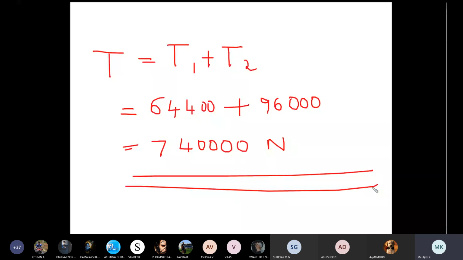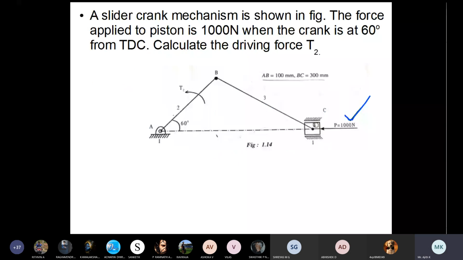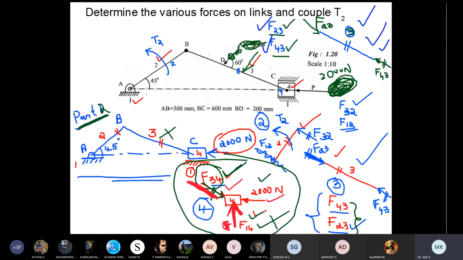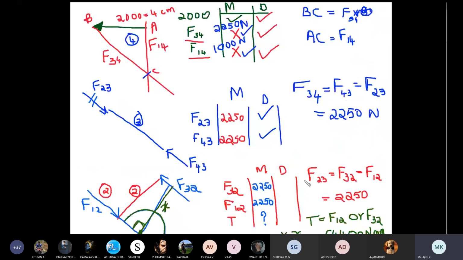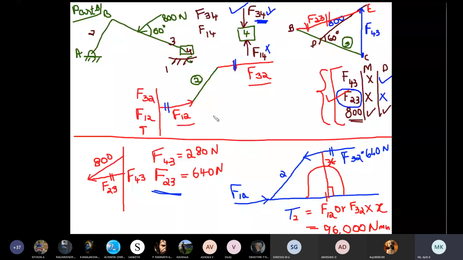So we'll quickly summarize it, just 2 more minutes. Yeah, this is the problem given. First, divide it into two parts. In the first part, consider any one force. So I have neglected this force. I have considered only 2000 Newton. Then the solution will be similar to problem number 1. Calculate the torque. In the second part, I have neglected this 2000 Newton. I have considered only 800 Newton.